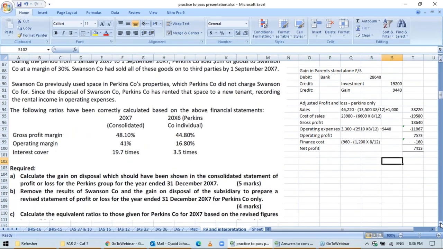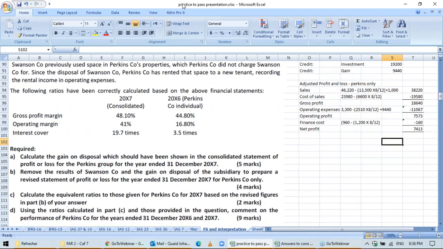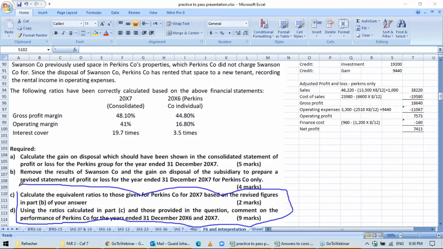The next requirement is requirement C and requirement D. So what is asked in requirement C and D? The things that have been asked in requirement C and D is calculate the equivalent ratios to those given. So what will be the equivalent ratios? So we have to calculate these ratios: the gross profit margin, the operating profit margin, and the interest cover.